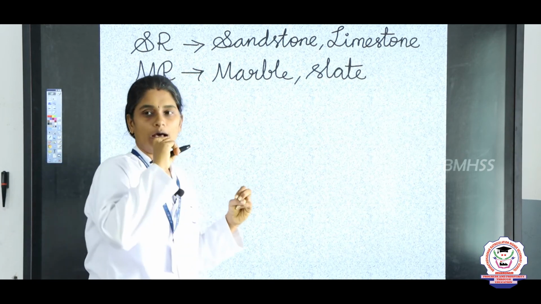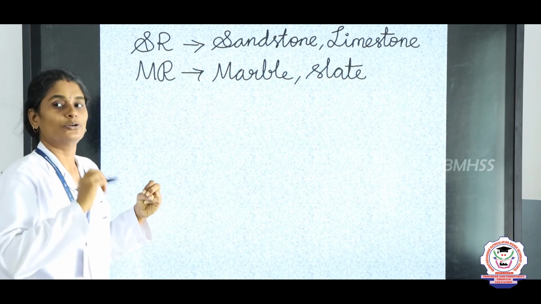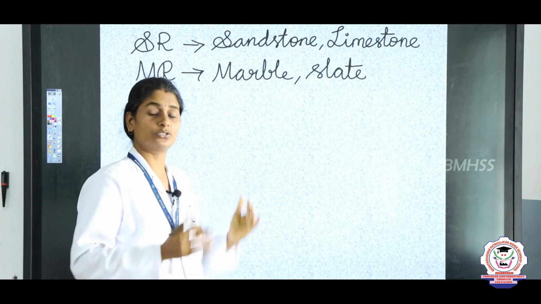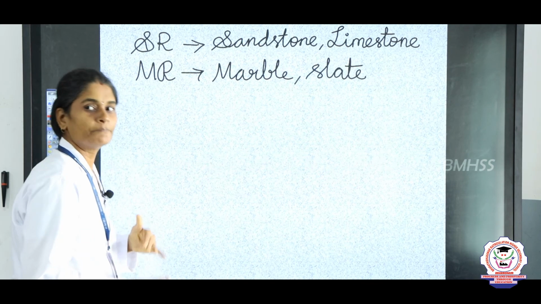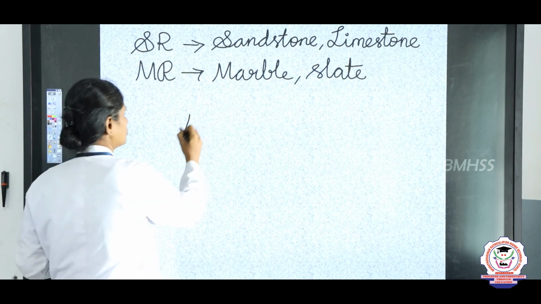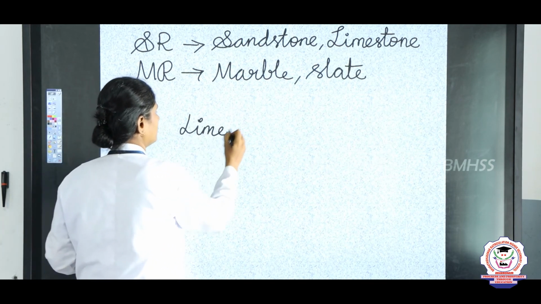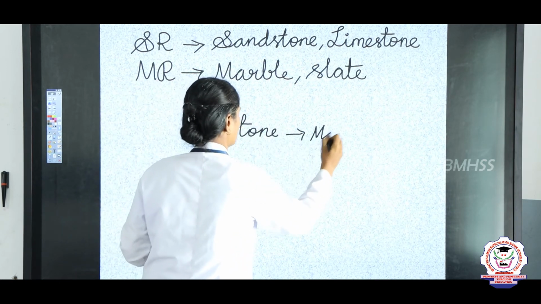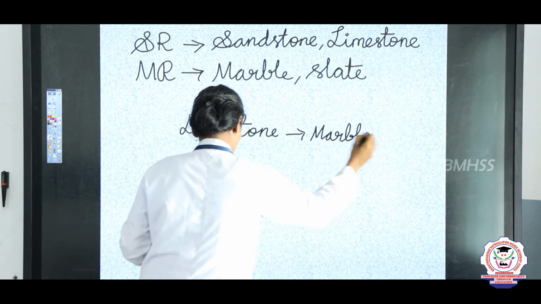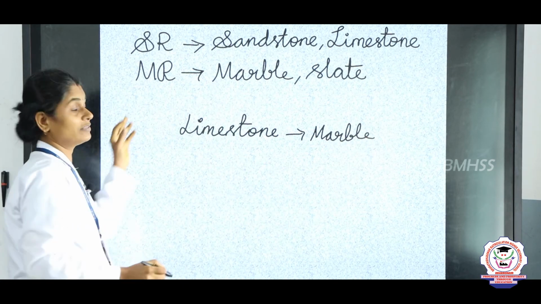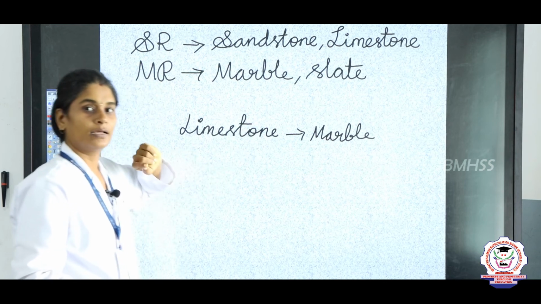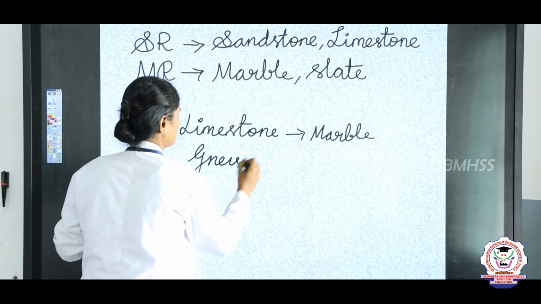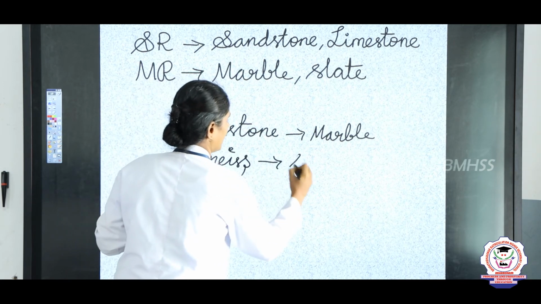Now I am going to ask Ritesh. Ritesh, tell me how the marble is formed. From which rock is marble formed? Yes, marble is formed from the limestone. So we can get marble from the limestone. Now how do we get gneiss? Gneiss is formed from granite. So gneiss is formed from granite.